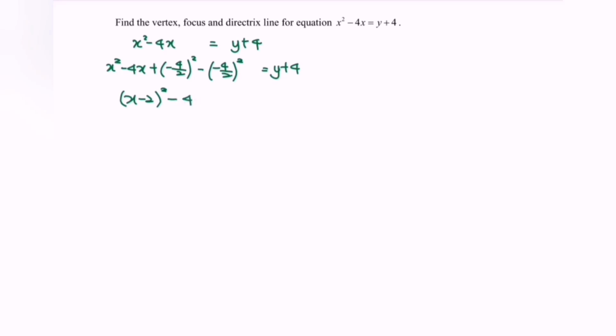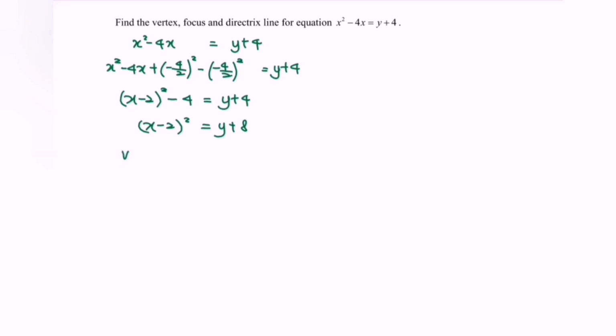So here we have x squared minus 4x is equal to y plus 4. Focus on the left hand side, where we have x squared minus 4x plus bracket negative 4 over 2 squared minus negative 4 over 2 bracket square is equal to y plus 4. Simplify the situation. So x minus 2 bracket square minus, we have negative 4 over 2, which is negative 2 squared. So we will have 4 is equal to y plus 4. Next, rearrange the situation. x minus 2 bracket square is equal to y plus 8. So here we have the standard form.